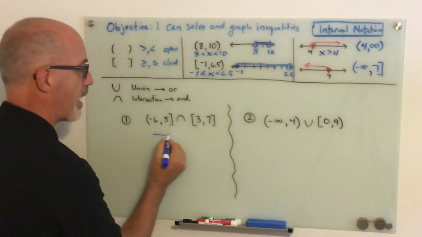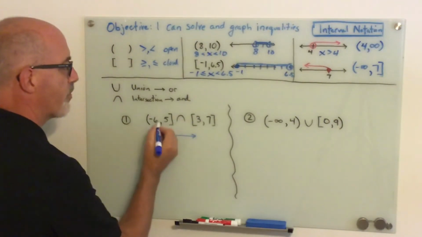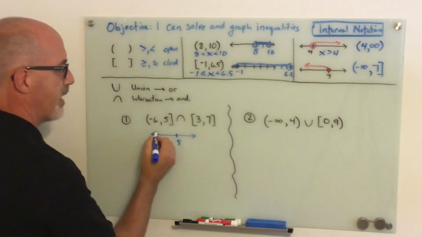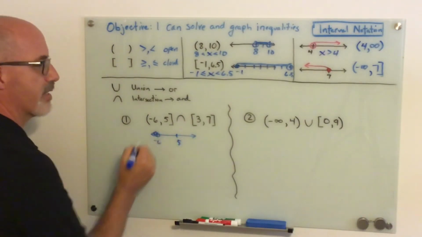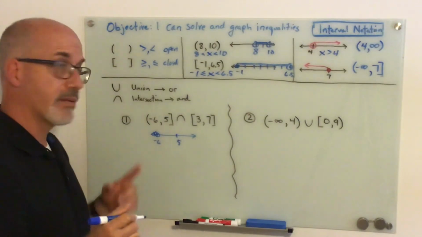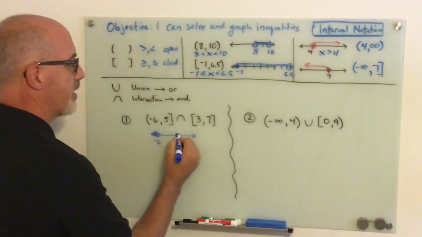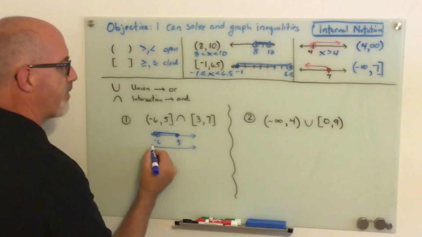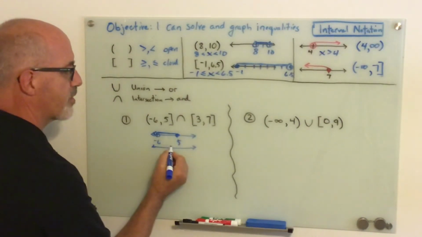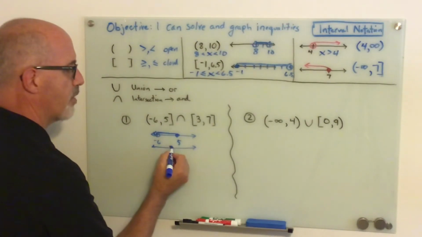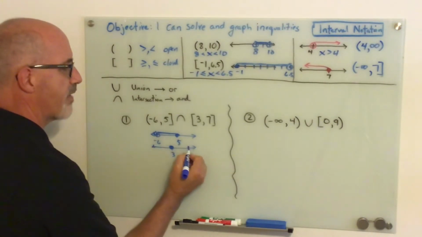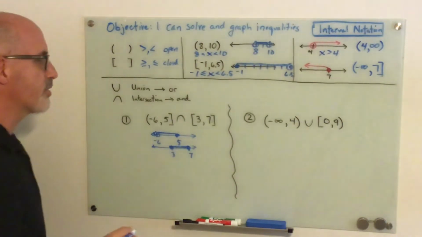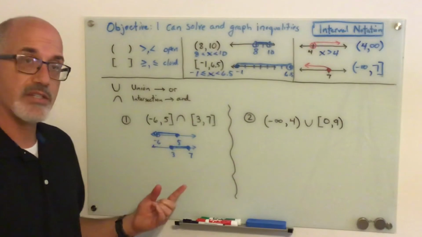So just a quick graph of these two. If I go from -6 to 5, and I put an open dot here because of the open parentheses, and a closed dot here on the 5, this is what that graph would look like. This graph, on the other hand, starts at 3 with a closed dot and goes out to 7 with also a closed dot. Now what I'm looking for is, where do those two graphs intersect?